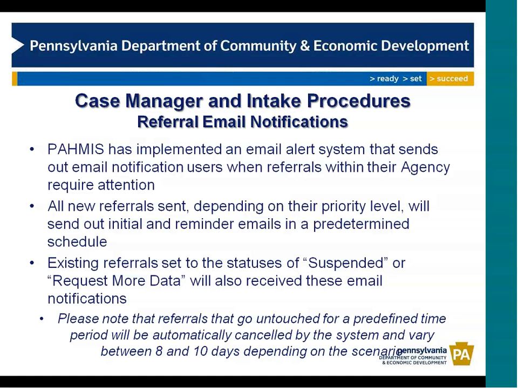The system will send out an initial email, and also reminder emails that might escalate to the agency manager, and the time frames and the lengths of everything that you get will depend on the priority. If it's a high priority, you'll get more emails in a quicker time. If it's low, you'll probably get them a little bit later. Same thing with the suspended or request more data statuses. Anytime those statuses are set, the system will send out an initial email, and until those referrals are dealt with, the system will keep sending emails to remind you, saying, hey, you've got a referral out there that needs attention.